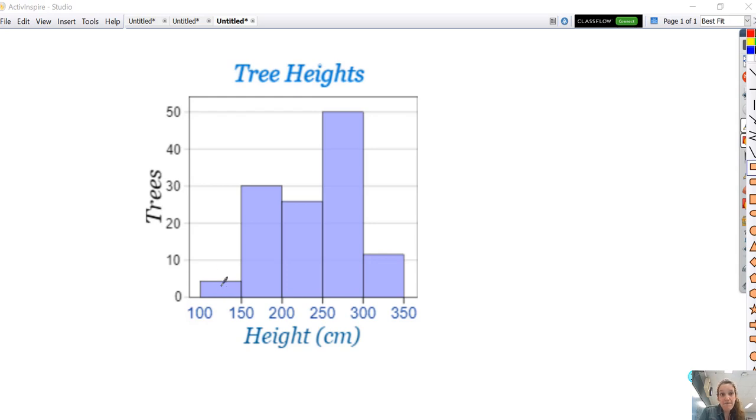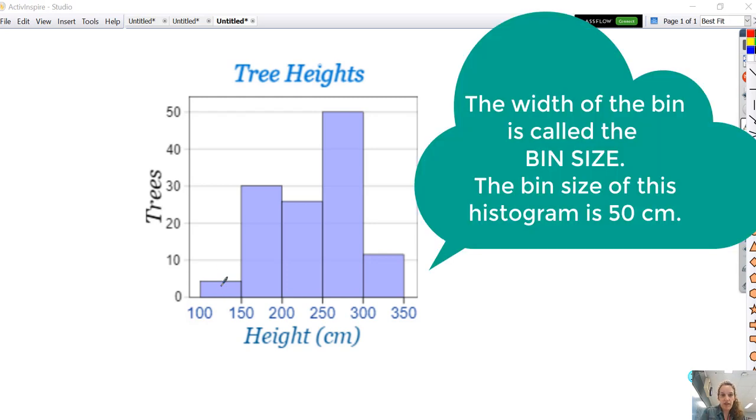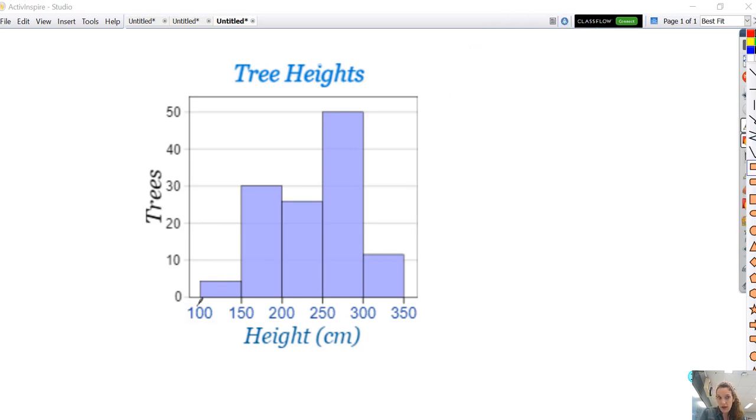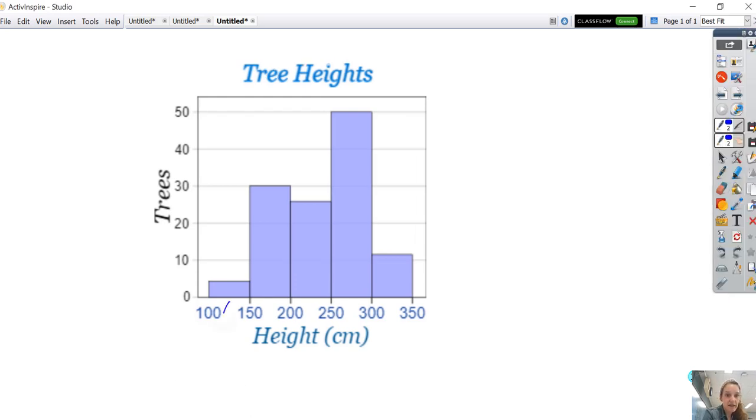So this first bin has a bin width of 50 centimeters. So all of the trees that are greater than or equal to 100 centimeters tall, but less than 150. So in between 100 and 150. So this first bin communicates the number of trees that have a height that is greater than or equal to 100, so including 100, but less than 150.